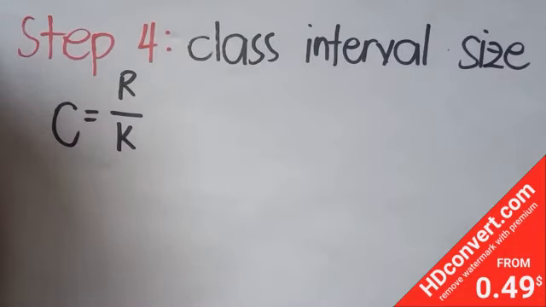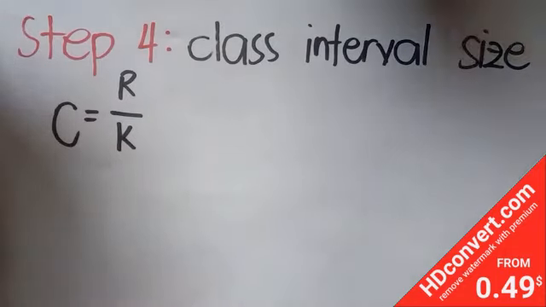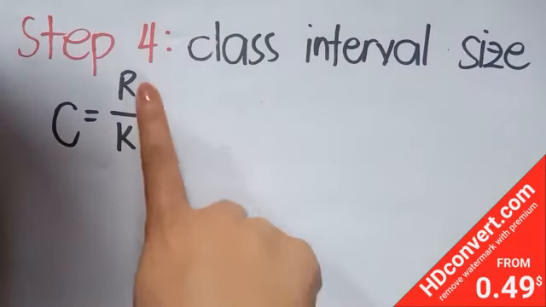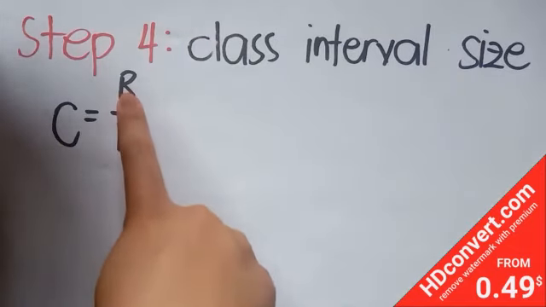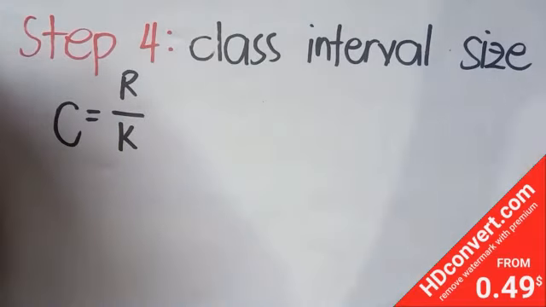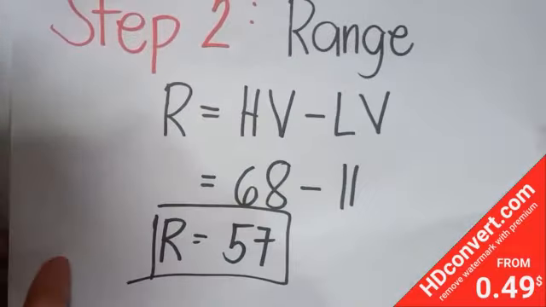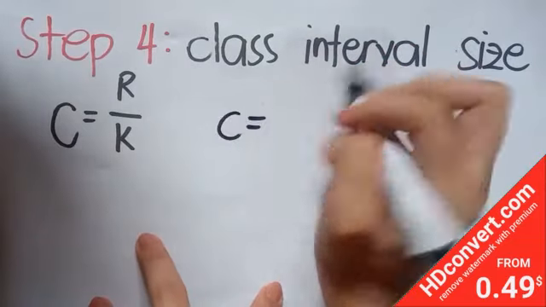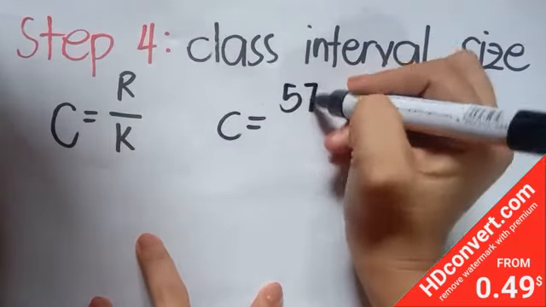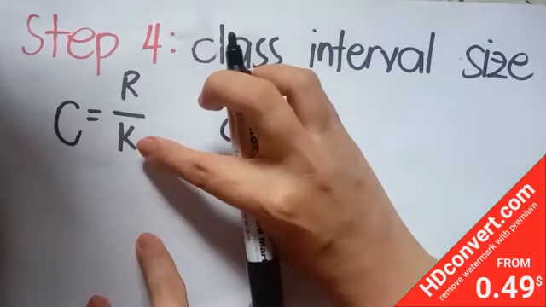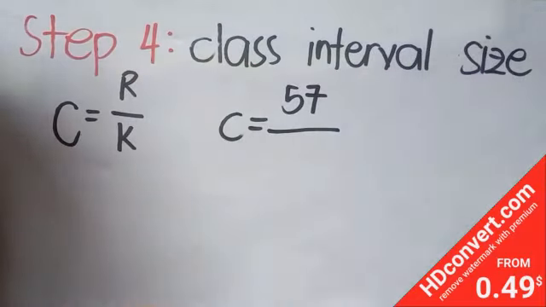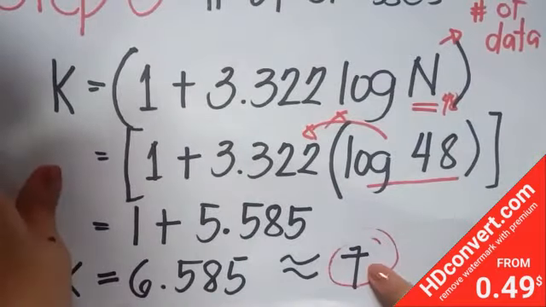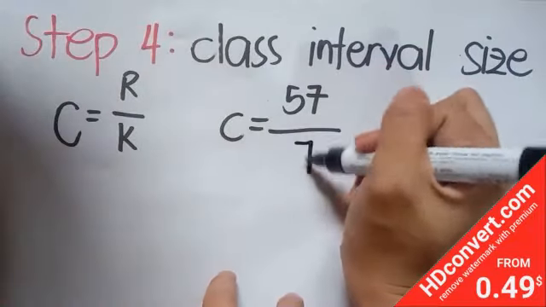So, kanina, hinanap natin si range. So, substitute nyo lang yung nakuha natin sa range dito sa R. Substitute nyo lang yung nakuha nyo sa number of classes dun sa K. So, yung nakuha natin kanina sa range ay 57. So, ilagay mo lang C is equal to 57 over ano yung nakuha natin sa K o yung sa class number of class. Yan ay 7. So, ilagay mo lang 7.